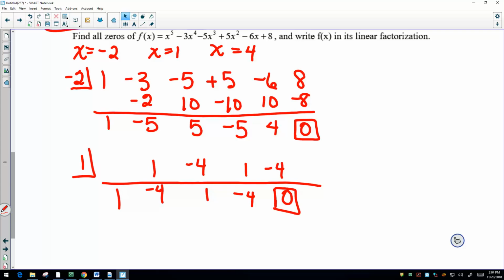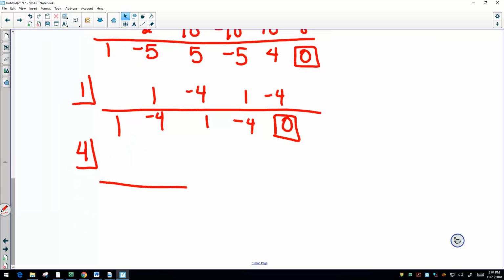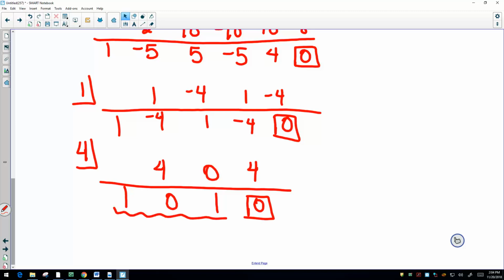Now the last one that we have is 4. Again, we're going to keep our answer, keep dividing out what you have. So I'm going to bring down the 1, I get a 4, I add, I get a 0. I add here, I get a 1. I add here and I get a 0. So now I'm done. I've divided out all of my real zeros. But keep in mind what this really represents right now. This is giving us x squared plus 1. That's our other factor that we have.